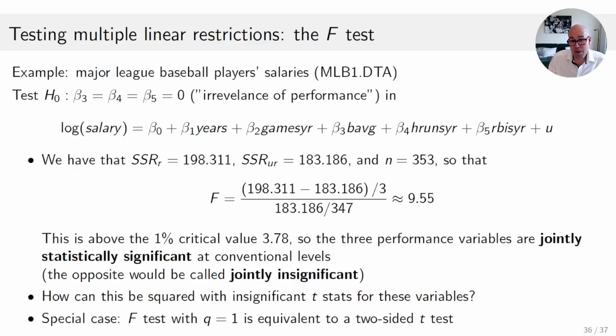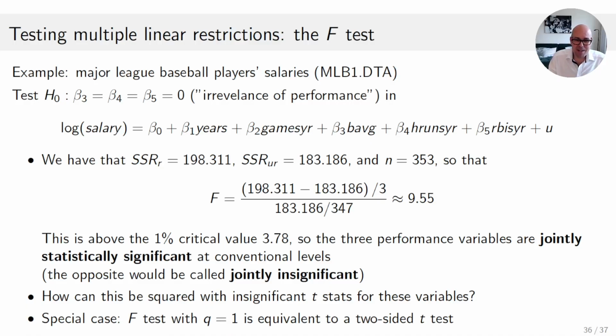So I'm getting a test statistic of 9.55. When you go to that table of the F distribution, you see that this is above the 1% critical value of 3.78. So the 3 performance variables are jointly statistically significant at conventional levels, and conventional levels are 1%, 5%, sometimes 10%. That's the conclusion of all this.